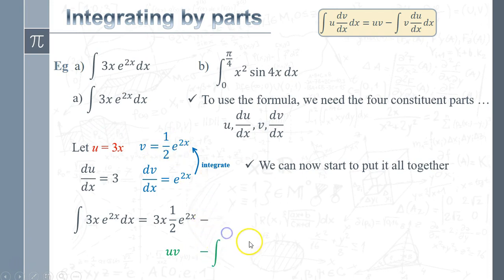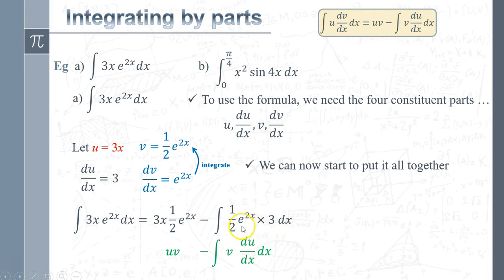Minus, now we need the integral of v du dx. v is that bit there. du dx is that bit there. So let's put those in. There's v, there's du dx. And now what we've got is essentially a kind of second round of integrating to do. It's always going to be this second integral that you're going to have to keep an eye on.